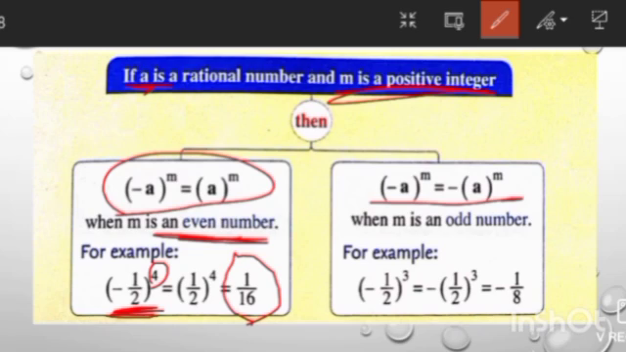And here, (-a)^m equals -a^m when m is an odd number. For example, (-1/2)^3 equals -(1/2)^3 equals -1/8.